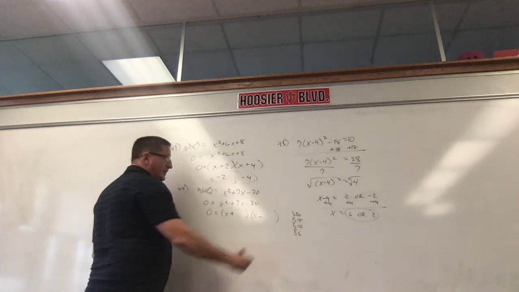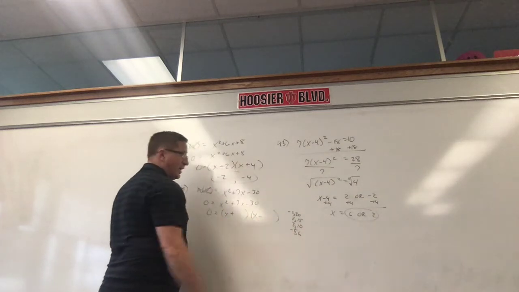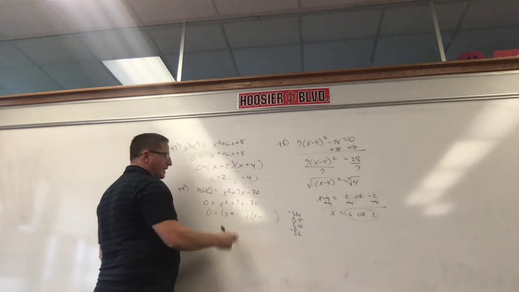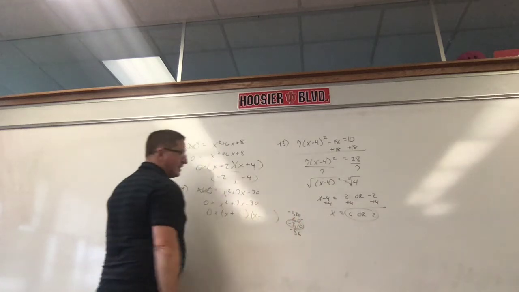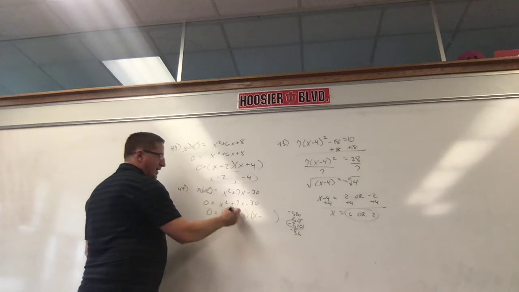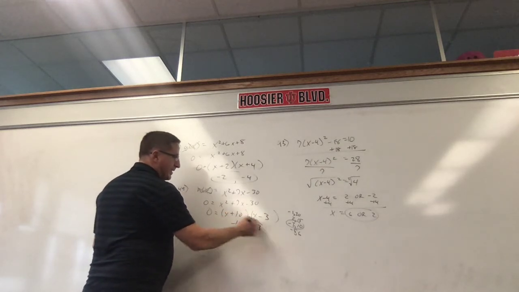Okay, where do I put the negative? If I put the negative here, these add up to 29. If I put the negative here, these add up to 1. Well, how do I put the negative to have them add up to 7? Right here. Positive 10 and a negative 3 add up to 7. So positive 10, negative 3, so my answers are negative 10 and positive 3.